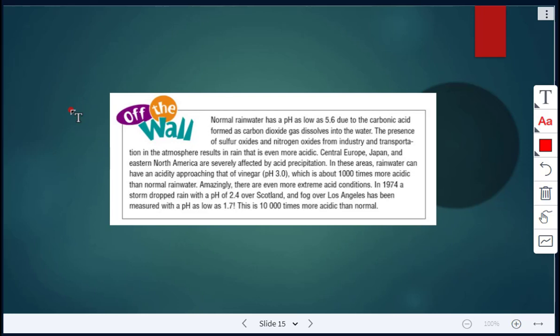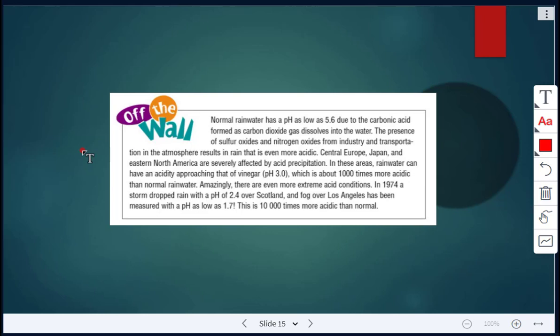Just some information here. Normal rainwater has a pH as low as about 5.6 because of carbonic acid, which is formed from carbon dioxide gas dissolved in water. Sulfur oxides and nitrogen oxides from industries and transportation result in rain that is even more acidic. Central Europe, Japan, and Eastern North America are severely affected by acid precipitation. Rainwater can have an acidity approaching that of vinegar, pH of 3, which is 1,000 times more acidic than normal rainwater.